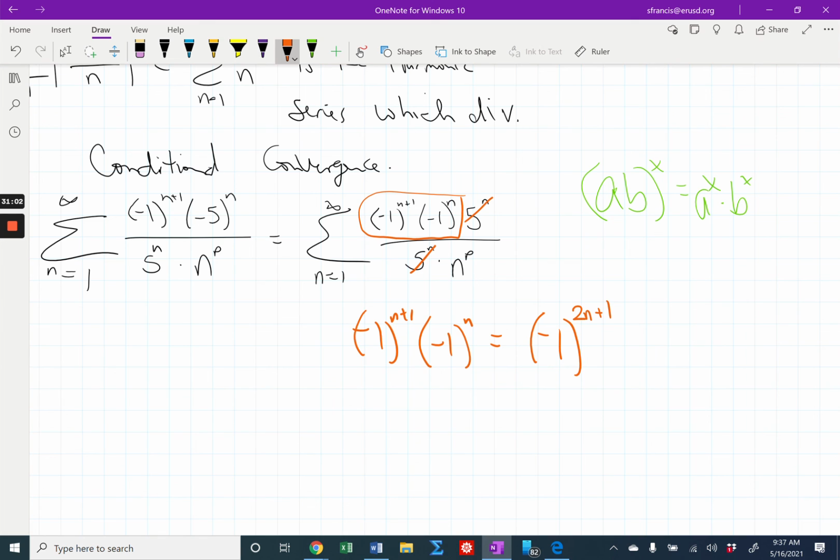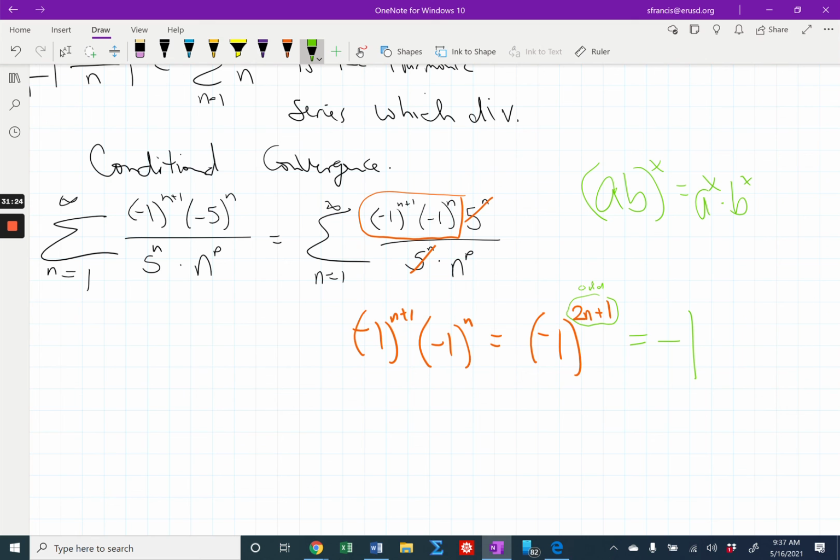What kind of number is 2n plus 1? Well, since n is a positive integer from 1 to infinity, 2 times n is going to be an even number, plus 1 is going to be an odd number. So this is always odd. And if I raise negative 1 to an odd number, this is always going to be negative 1.